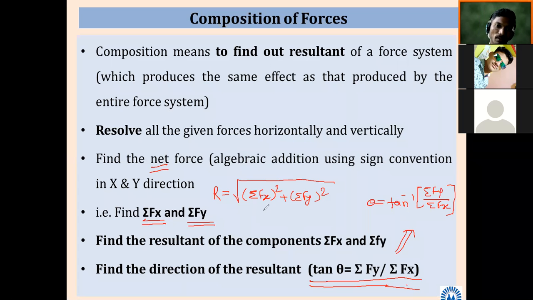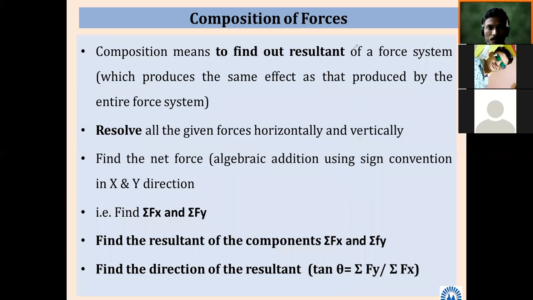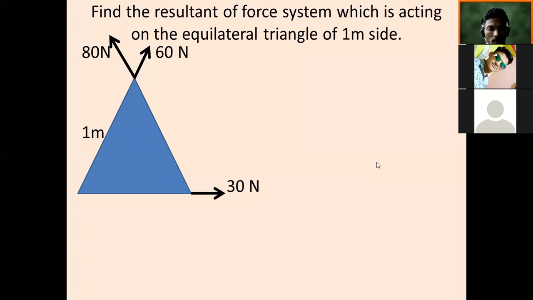Okay, shall we solve an example now? It's very simple, isn't it? Yes, sir. So we will go for an example now. Write down the first example.